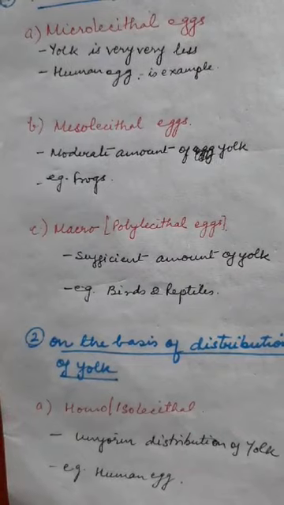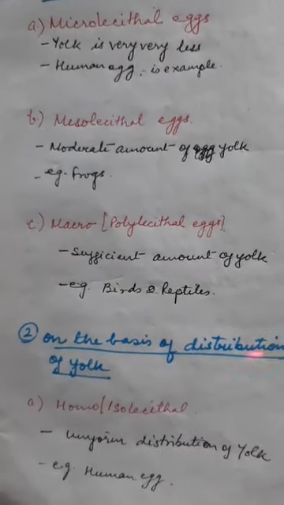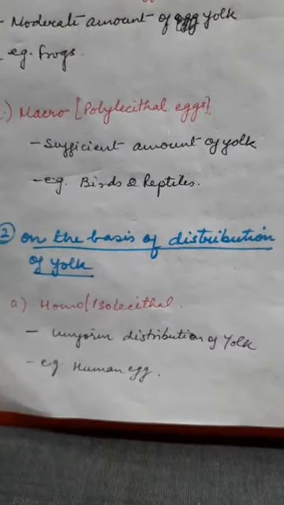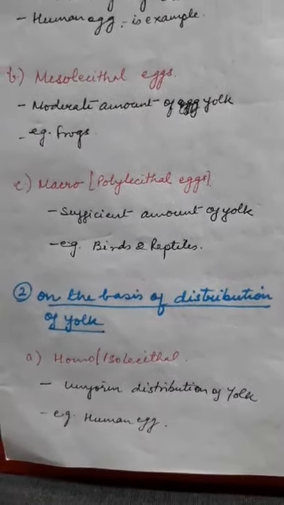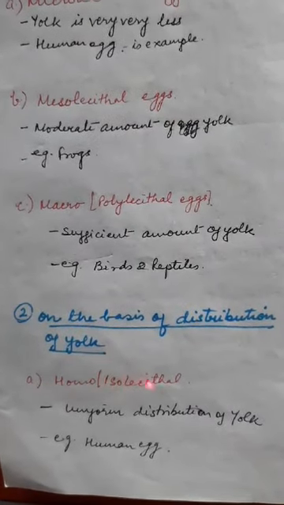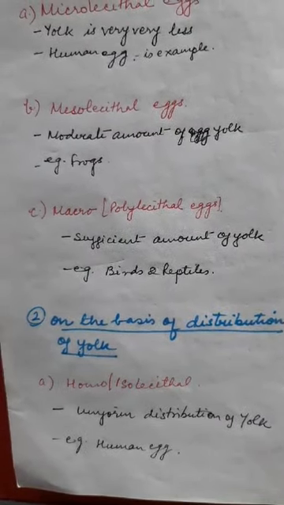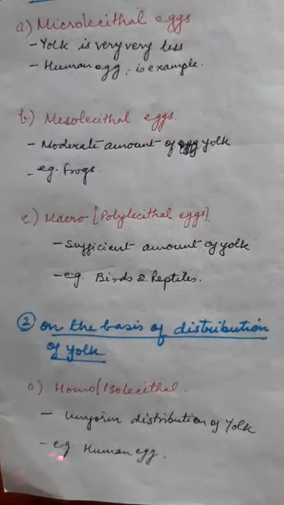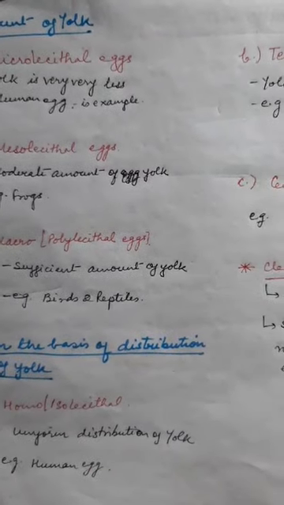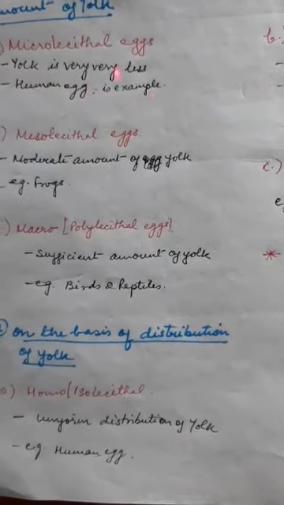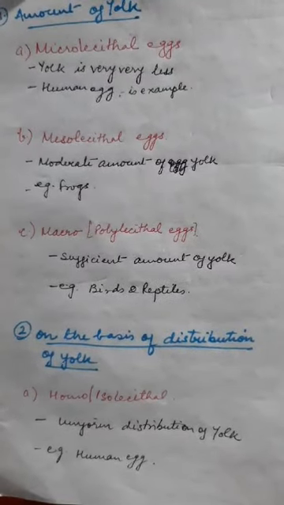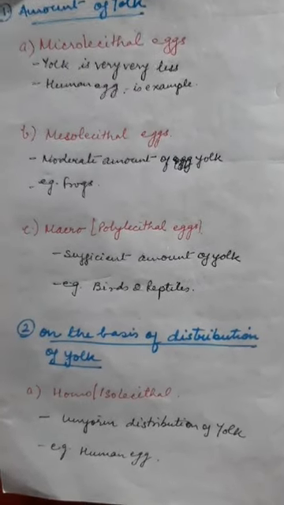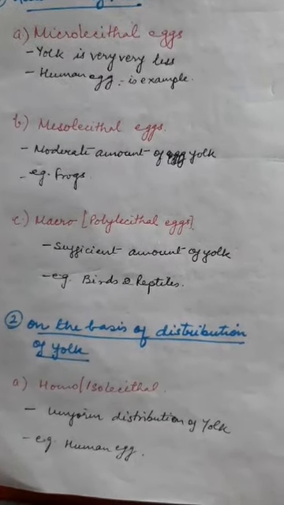The other category of classification is on the basis of the distribution of the yolk. So if yolk is evenly distributed, then such type of eggs are called as homo or isolithial, when uniform distribution of yolk is there. And this is seen in case of again human eggs. So human eggs are microlithial, that is very less yolk is there, and homolithial, that is yolk is uniformly distributed in the cytoplasm part, that is what we call ooplasm.